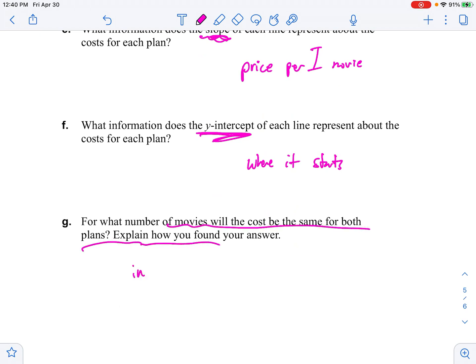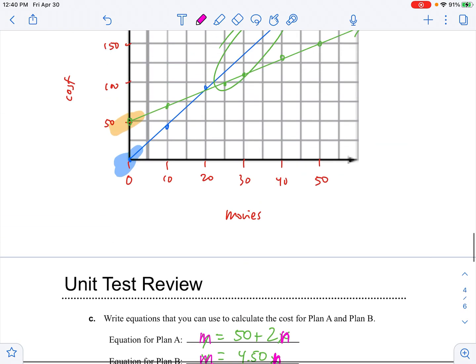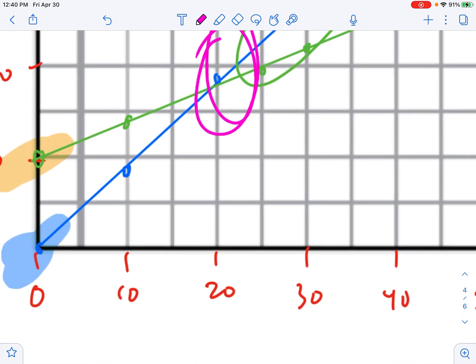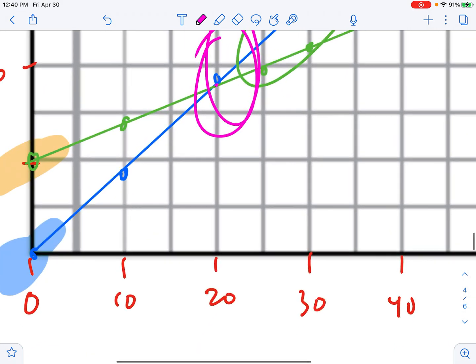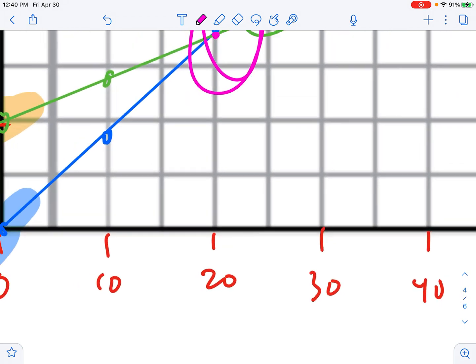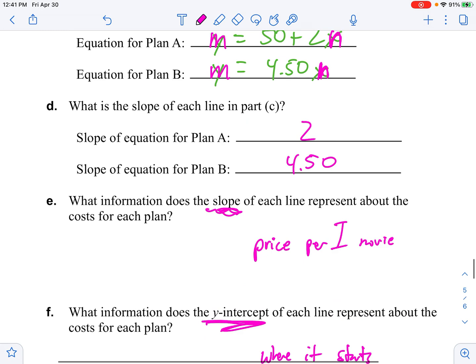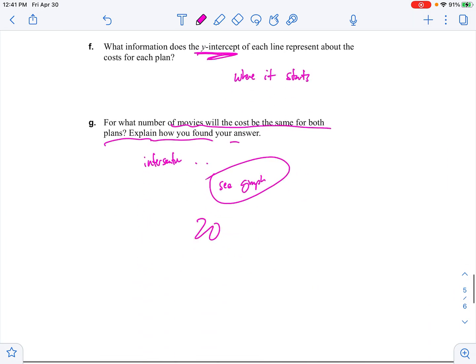For what number of movies will it be the same? I need to find the intersection. So explain how you found your answer. I can go to my graph. I'm going to look up here, and it's right in that spot. And where does that happen about? It looks like it happens about right here, which seems like it's about 20 movies. It's not asking money, it's asking movies. So down here, I'm going to put 20 movies.